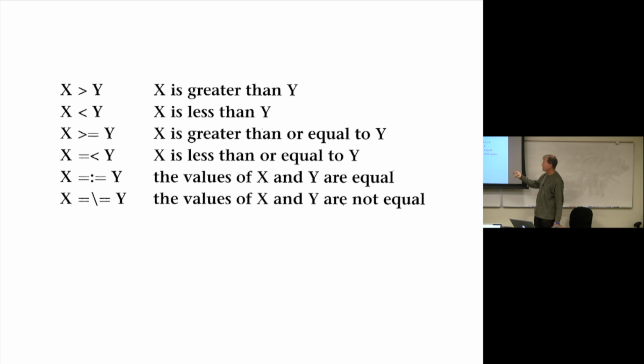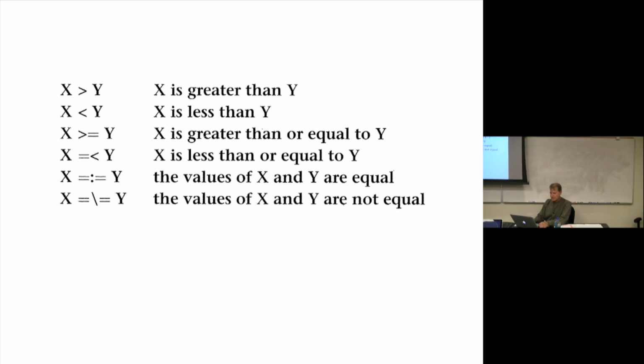And then the way you test for equality is not equals equals, it's equals colon equals. That's if the values of x and y are equal. And then the way you say not equal to, it's equals bash equals y. Are we good with that? So let's do a little demo of that.